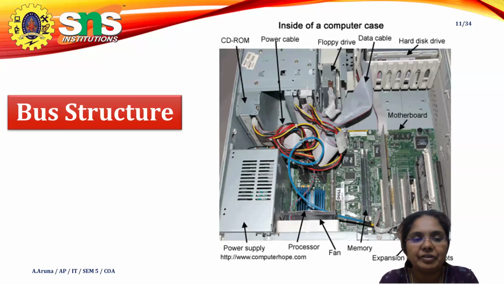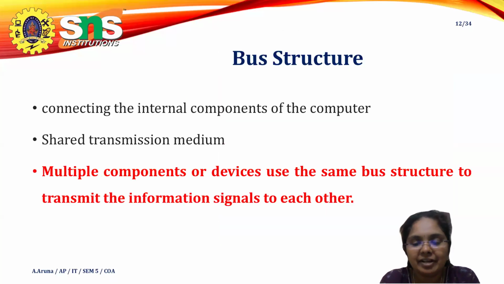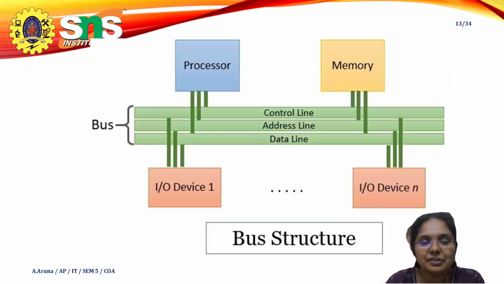In my lecture series today, we're going to see about the bus structure in computer architecture. Before entering into this, first we have to see the bus. A bus can be used to connect the internal components of the computer, and it also acts as a shared medium between all the components present inside the processor. Multiple components and devices are attached to the computer, so everything can communicate with each other only by using the single bus. By using this, we can transmit the information signal to each other. For this particular purpose only, we are using a bus.